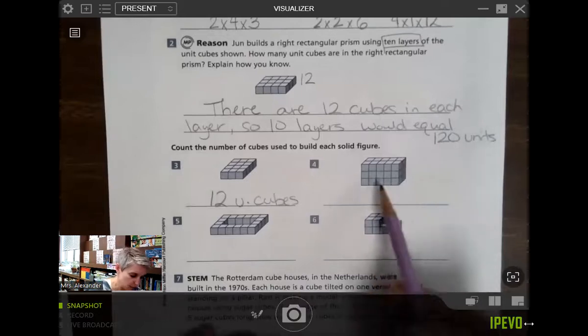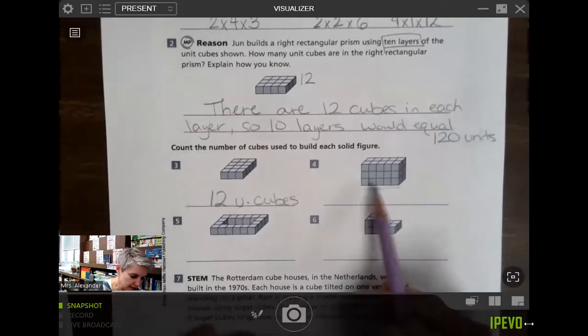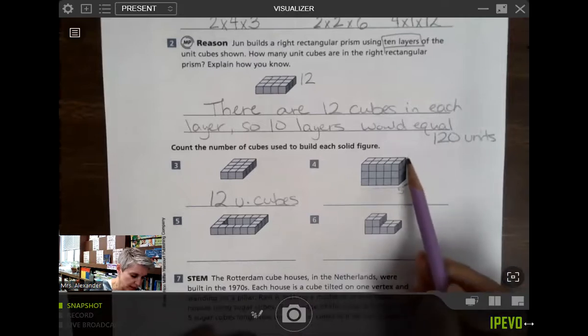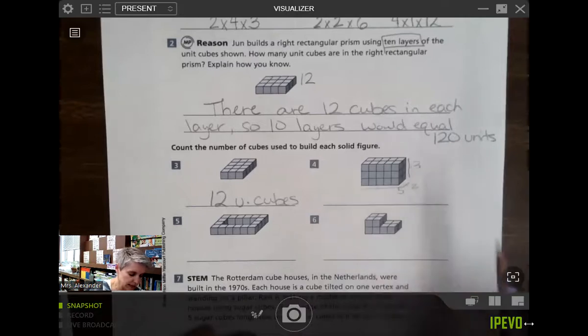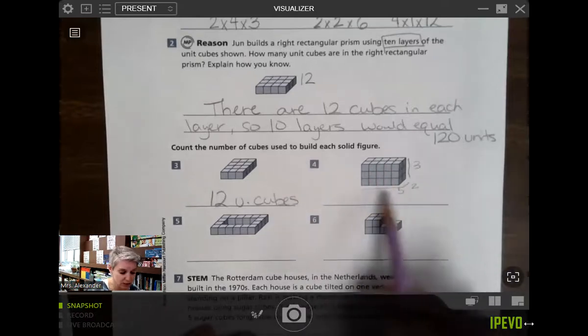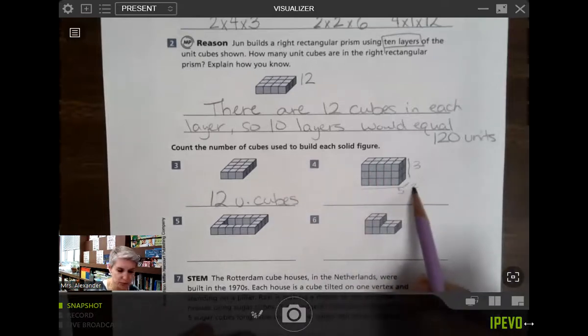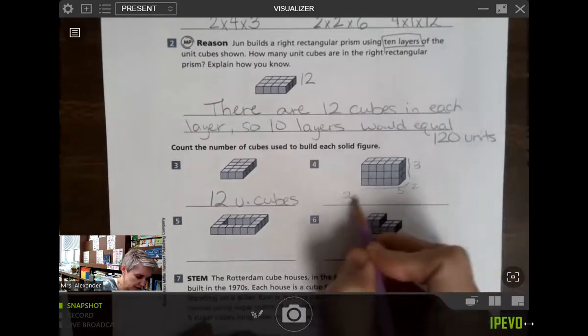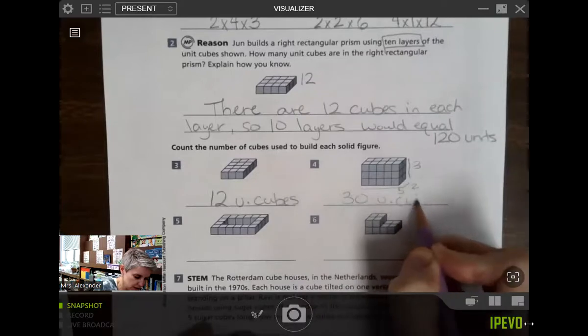In number 4 now, I can see that there is a length of 5, a width of 2, and it is 3 layers high. Again, there are some in the back I can't see, but if I use this formula, 5 times 2 is 10. 10 times 3 would be 30 unit cubes.